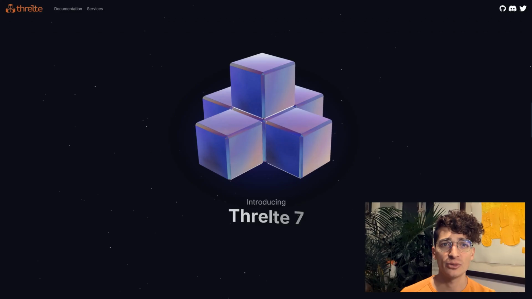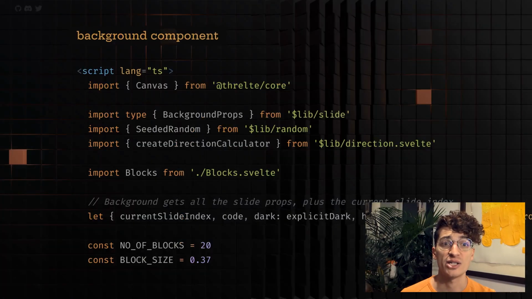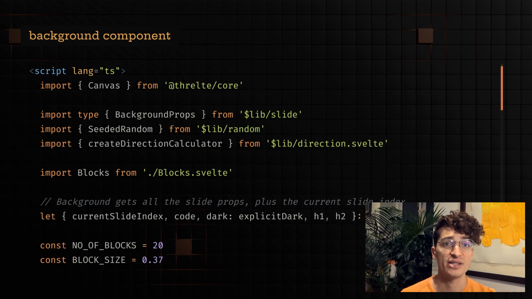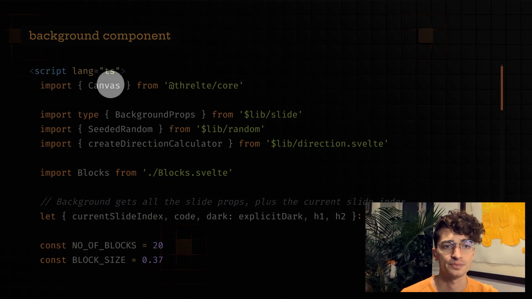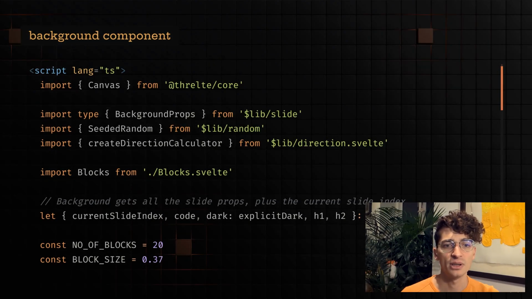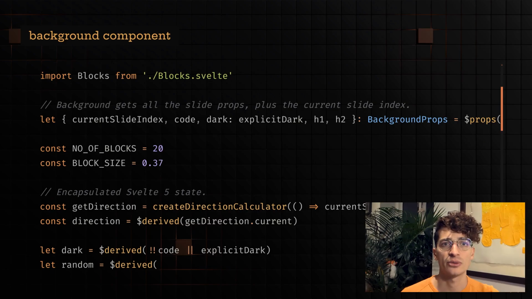Shout out to the Threlte team for building such a nifty library. The previous example and the backdrop for the current slideshow are all built in Threlte, so that's really cool. And speaking of background components, this is the background component for the current slideshow. You'll see we're using a Threlte canvas over here. And every background receives the props for the current slide. So you can do things based on the current slide content in your background, such as setting it to dark mode.